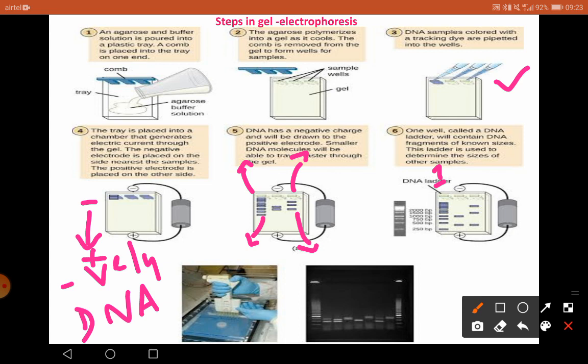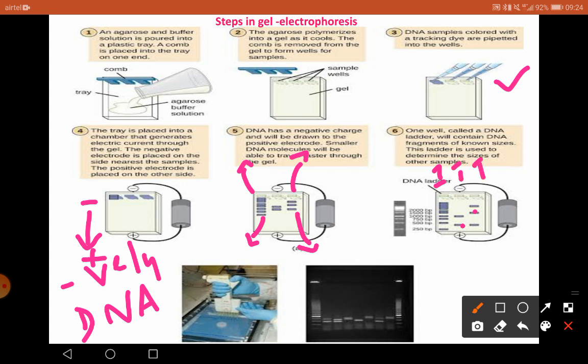If we are getting a band here, it is somewhere between 250 and 500 base pairs. So this is 250 and 500 base pairs. Similarly, if we are having a fragment here, it corresponds to 1500 base pairs. So like that, in the first well, if we have the markers available, we can run it with the help of a DNA ladder. And so this is our test sample.